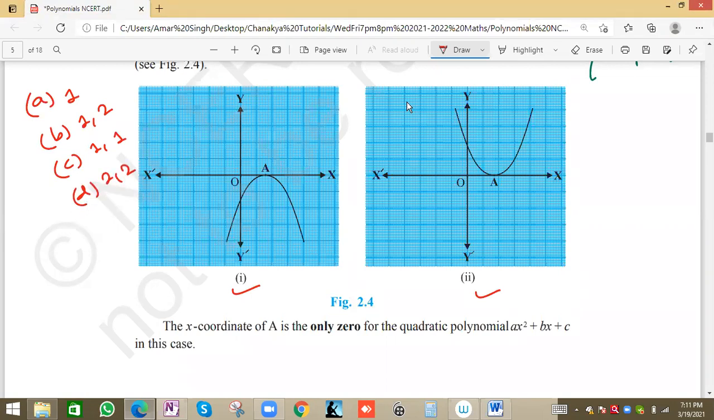Which will be the option now? Still 1 or any other option? Option C, sir, 1, 1. This is saying option C, 1 comma 1, option C basically.